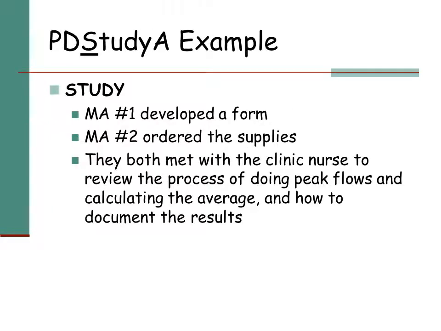So what's the study part? So what are you going to do based on what the do was? The medical assistant 1, that's Joni, is going to develop a little form, and Mark, medical assistant 2, is going to order supplies. And then they both met with the clinic nurse to review the process for doing peak flows and calculating the averages and how to document the results. So in other words, they remembered that not only did they need to get all the material together, but they also want to meet and make sure they're doing it right. So they're making sure the patient is standing, and that they know how to collect the data, and how to average it and how to document it. And so while they're waiting for the supplies to come in, here's what they're doing.